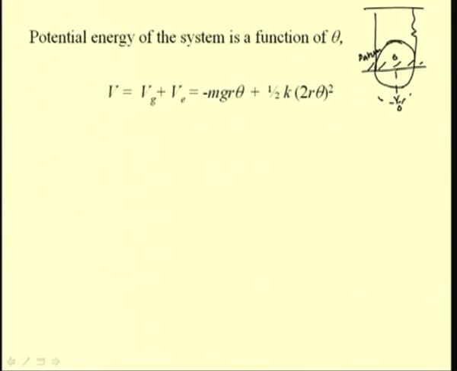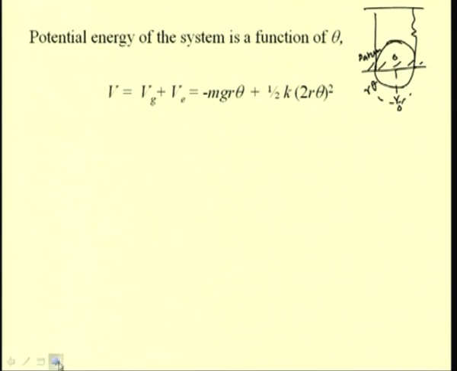So, we have minus mg r theta, where this displacement between O and O prime is r theta, and for this displacement this point C would have moved by 2 r theta. So, the energy associated with that position is half k times the stretch, that is 2 r theta, squared. So, this gives the potential energy of the disk for any angular displacement theta.